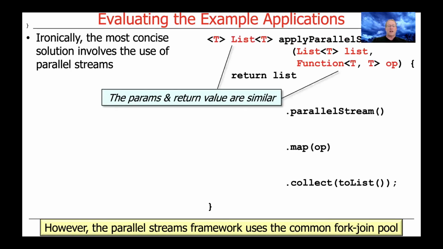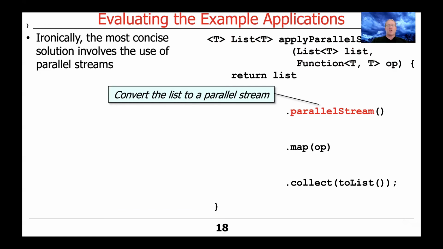So as you can see, the parameters and the return value are similar. They're basically what we had before. And under the hood, the parallel streams framework uses the common fork join pool. So we don't have to pass in a fork join pool parameter because we're just going to use the common fork join pool. So the first thing we do is we take the list parameter and we convert the list into a parallel stream by using the parallel stream factory method.